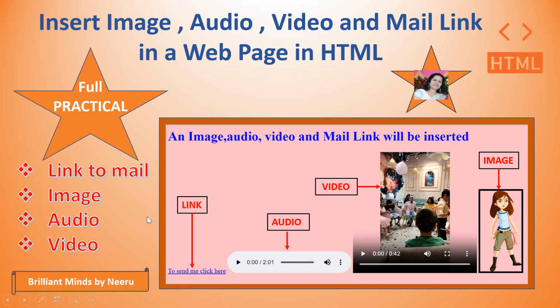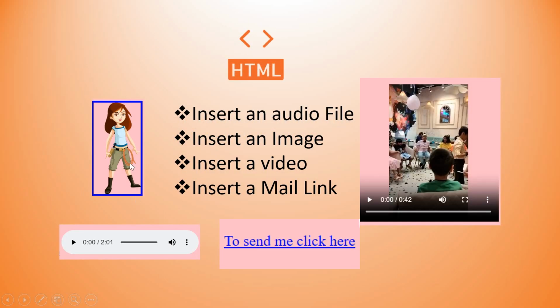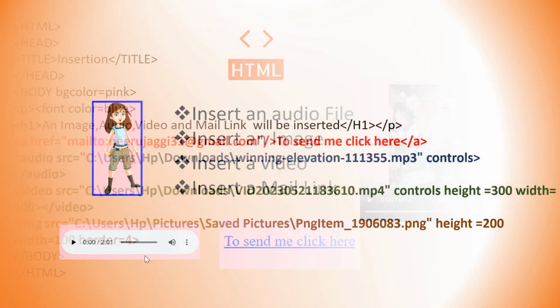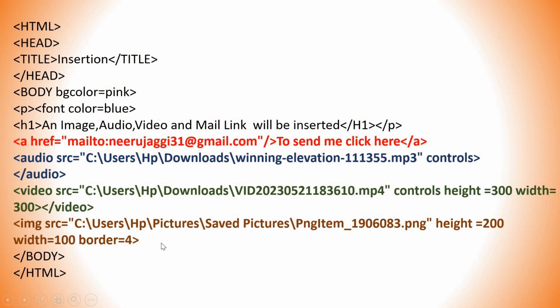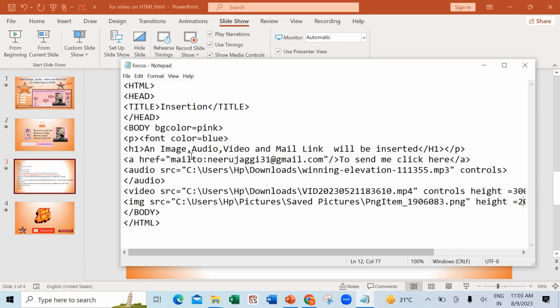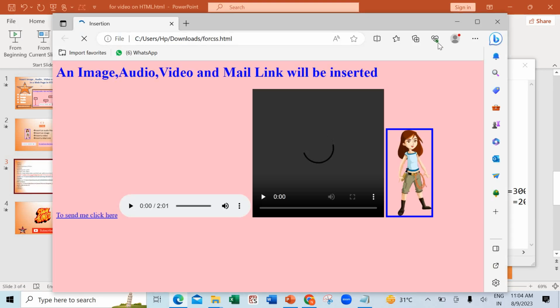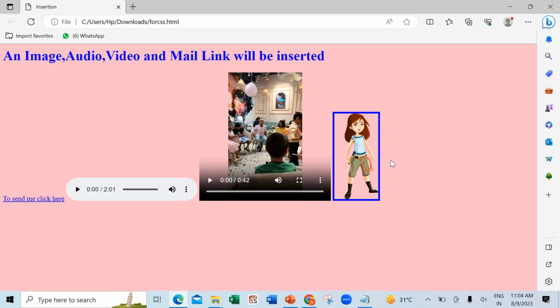Okay, so see here, I'm going to show you an audio file. This has been inserted, an image is an image, and this is the video, and I've inserted a mail link also. So this is the coding I have done, and I've typed it in Notepad. Okay, but I'll explain that later. First, I'll show you how it is displayed when I run it. You have to type the file name here. So this is the file name, and I'm going to show this. So this is the final display, or the web page, after running this Notepad file.